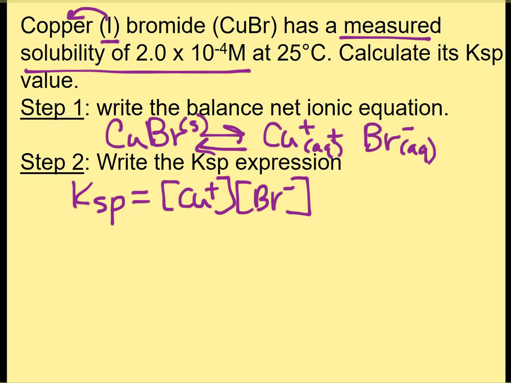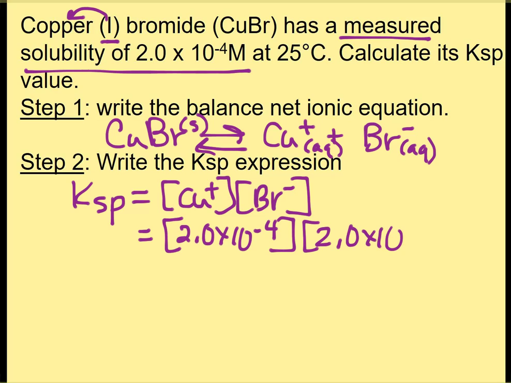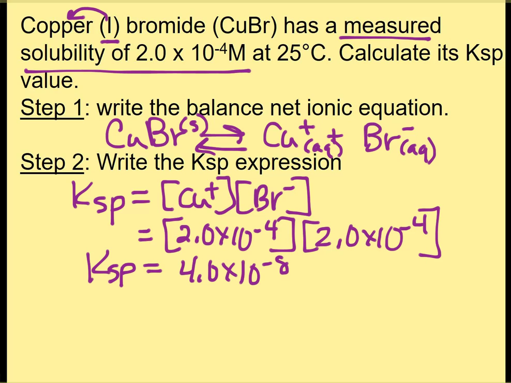So let's plug that value of solubility into my formula. And again, that's going to be the concentration of the single ion. And this one will also have the same concentration because they're formed at the same time. So then I just multiply this and I get 4.0 times 10 to the minus 8. And remember, there's no units. So there's my final answer.